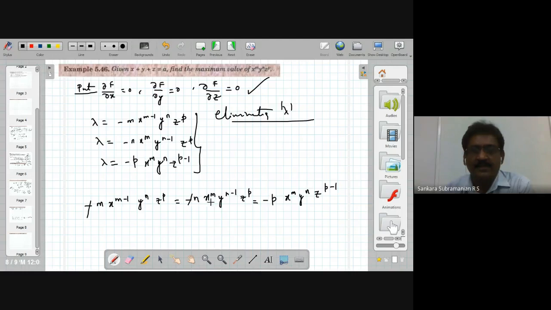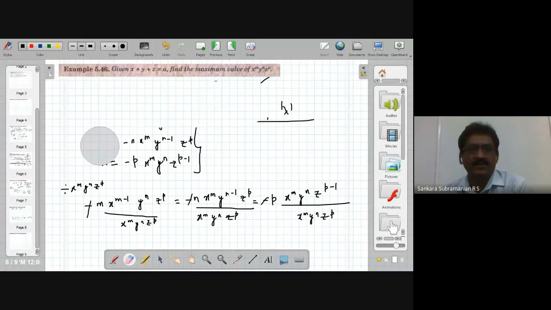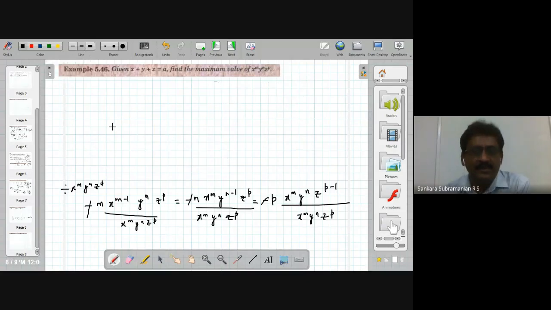The negative sign can be discarded. Then you can divide all three equations by x^m y^n z^p. That is allowed, provided that the term should not be 0. This is a simplified way, or you can take equation 1, equation 2 and equation 3 and proceed, which is also easy for you. You can see that there are some common terms, and you can cancel them.